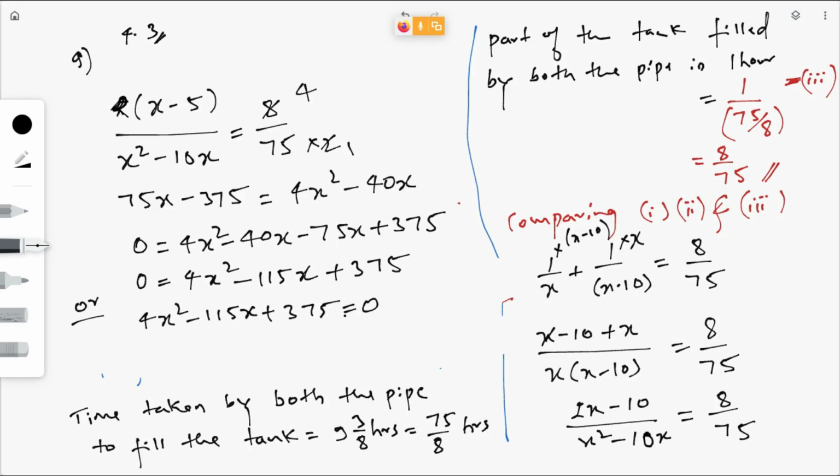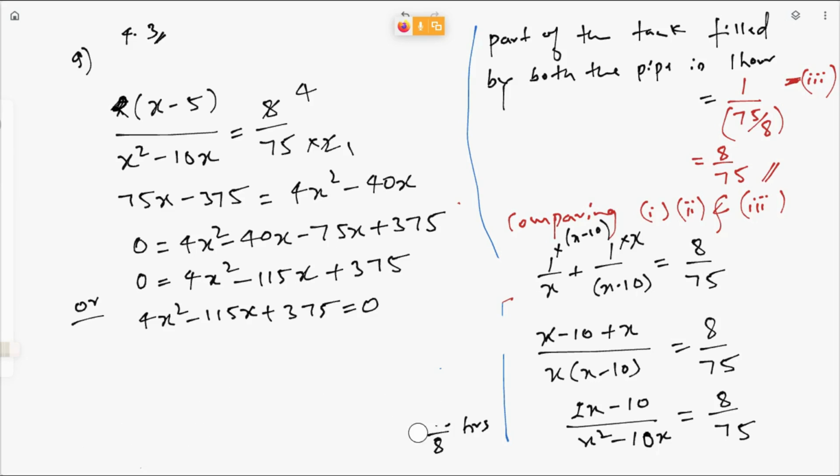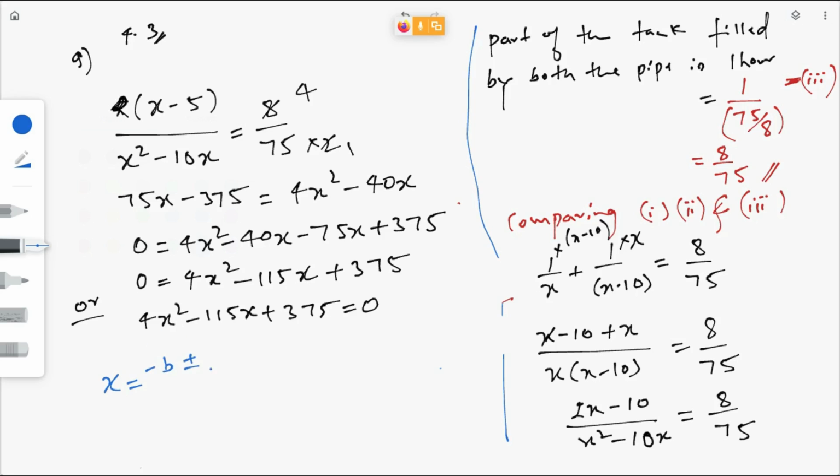Okay, then how to solve this one? We will use the quadratic formula, because splitting the middle term will take a lot of time and finding factors will be difficult, so better to take the quadratic formula. So x is equal to minus b plus or minus root of b square minus 4ac, divided by 2a.